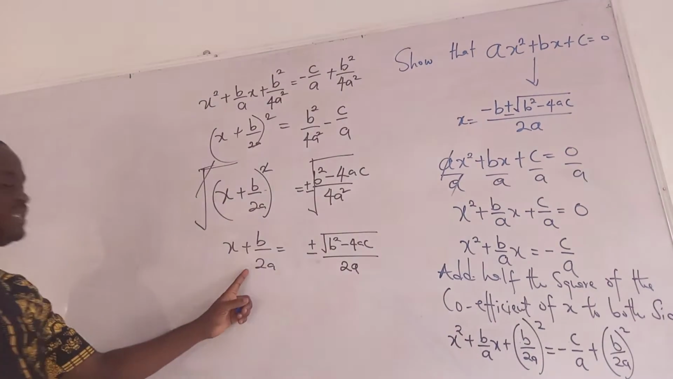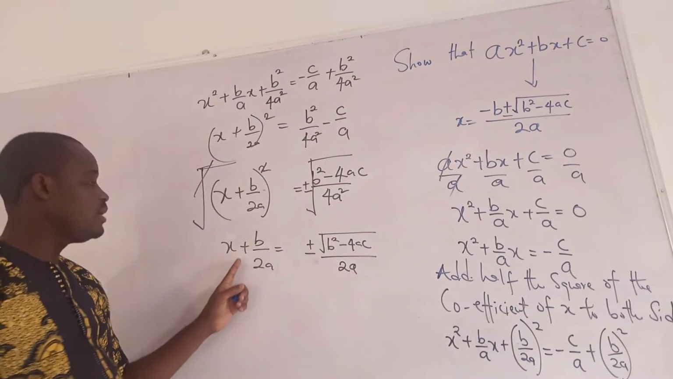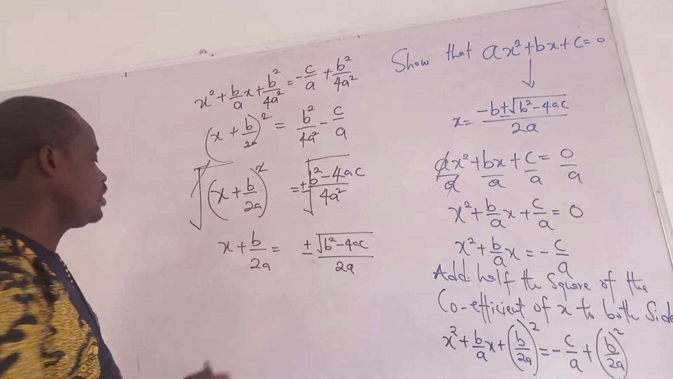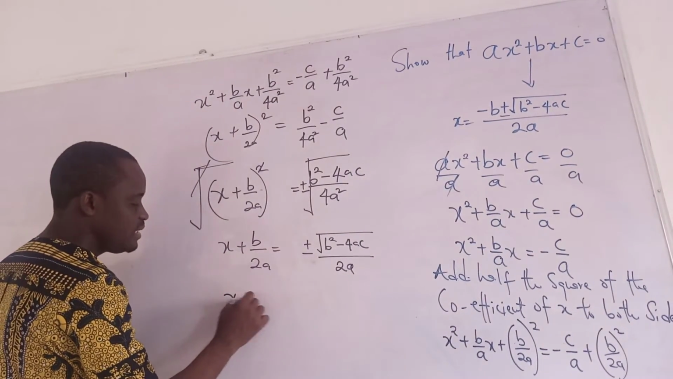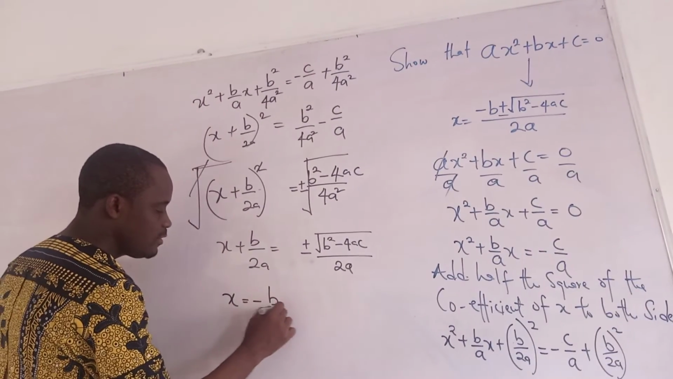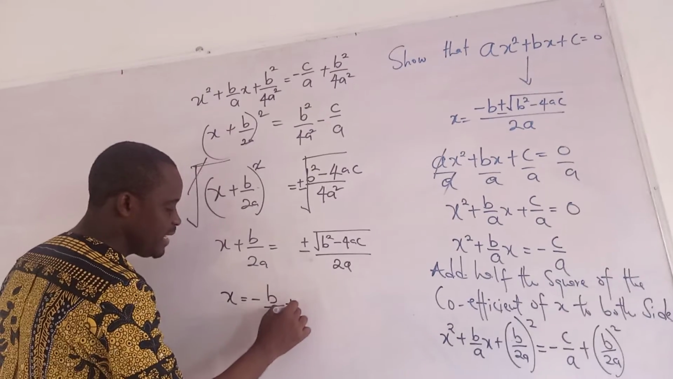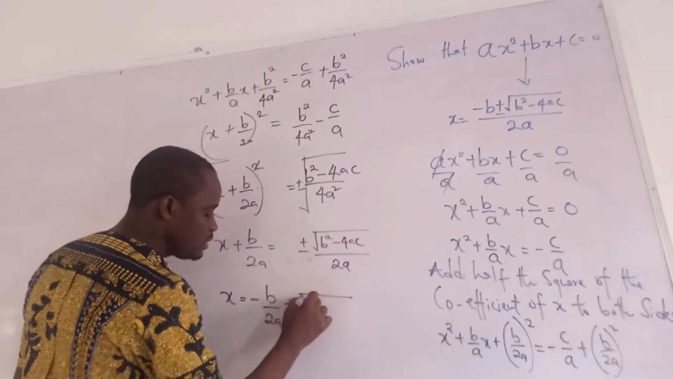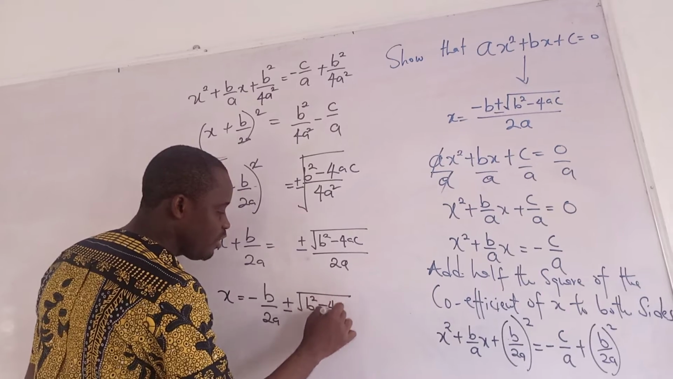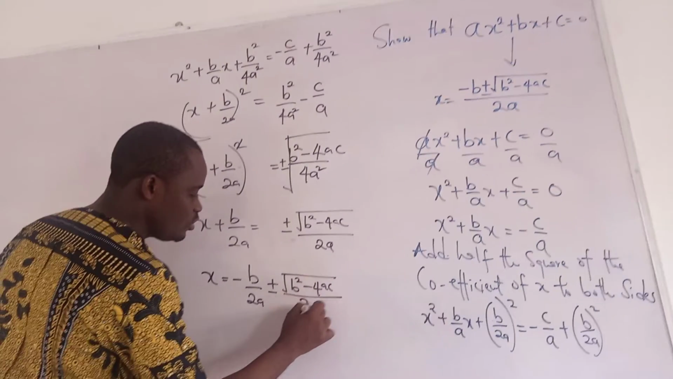Are you seeing this? So the next thing is, let's make x the subject. We take plus b over 2a to the other side. That gives you x equals minus b over 2a plus or minus square root of b squared minus 4ac over 2a.